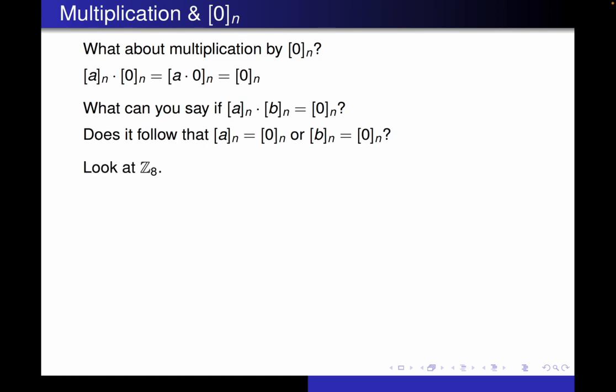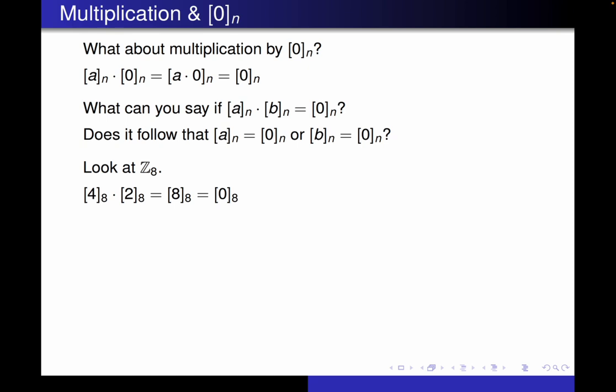Well, let's try some out. We're going to look at Z8, which is all the congruence classes starting with 0 and going up to 7. I'm going to look at two of those elements and multiply them together: the congruence class that contains 4 and the congruence class that contains 2. Now, we know how multiplication works in Z8. We take the congruence class of 4 times 2, and 4 times 2 is 8, so we get the congruence class with 8. But we also know that 8 is congruent to 0, so that is the same as the congruence class that contains 0. So we just found two congruence classes, the one containing 4 and the one containing 2.